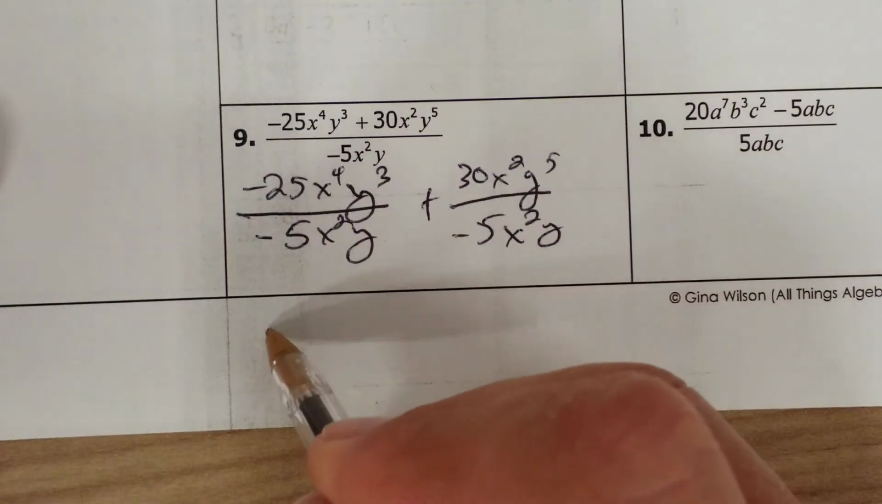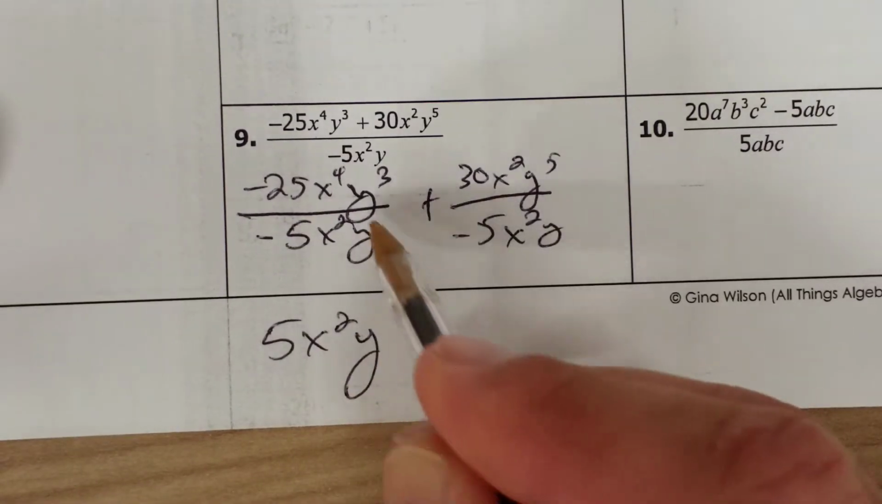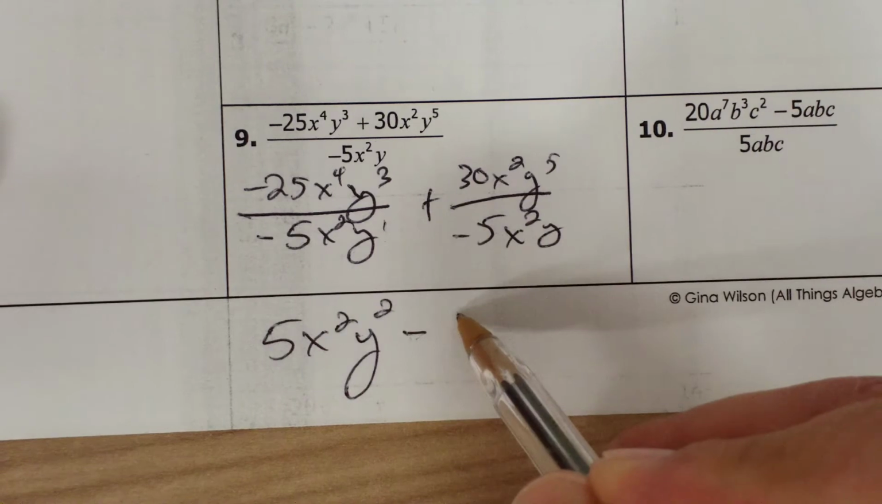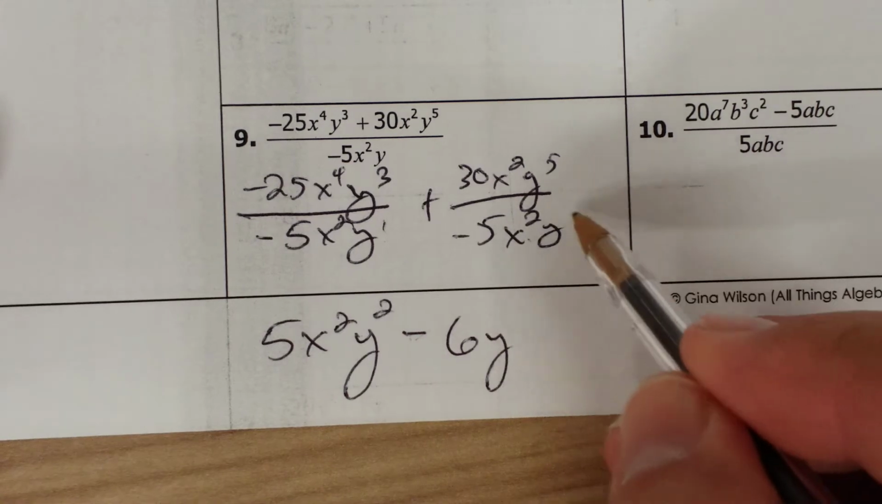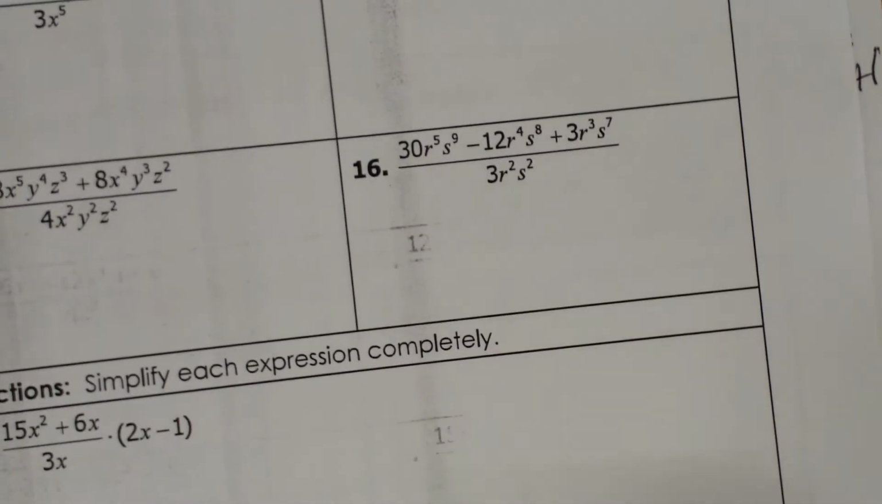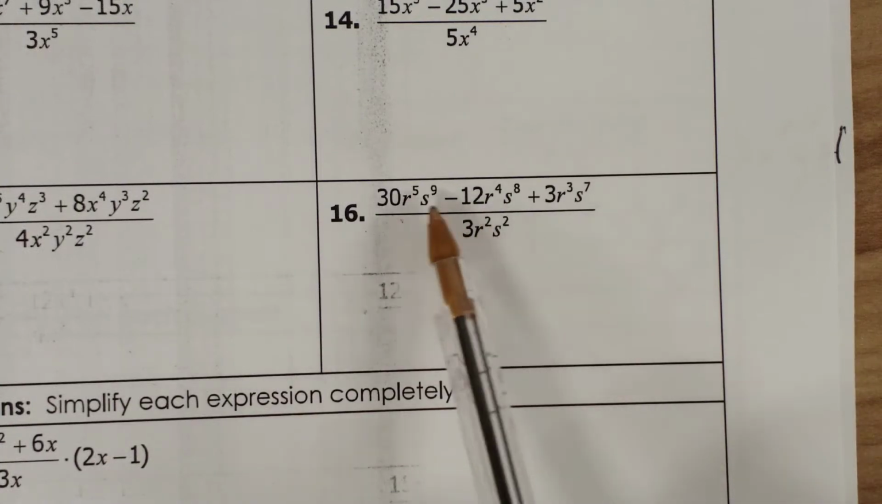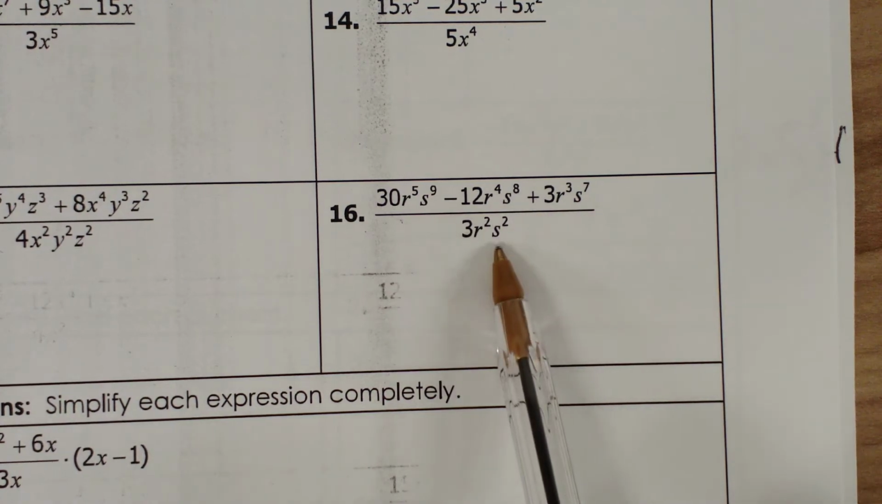Negative 25 divided by negative 5 is positive 5. x, subtracting the exponents, you get 2. y to the 2nd power, because it has a 1 on it. 30 divided by negative 5 is negative 6. The x's are gone, x squared over x squared, and I'm left with just y to the 5 minus 1, which is 4. Okay. They do not get much more difficult than that. So you just divide, separate them, and for this one I would make 3 separate fractions, and then divide each term by that right there.